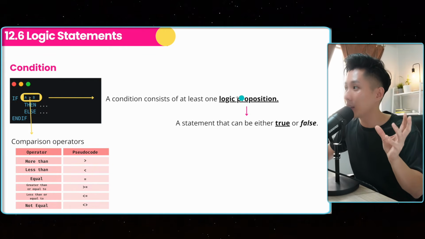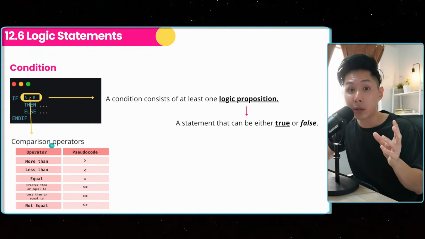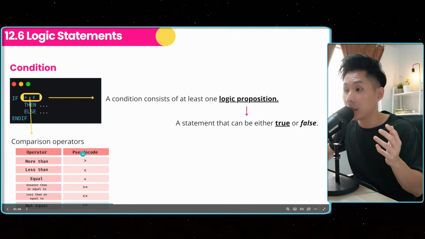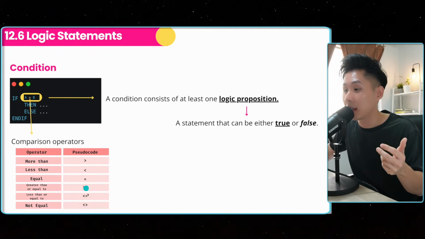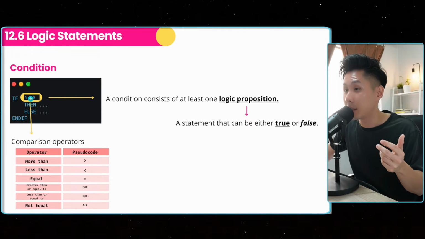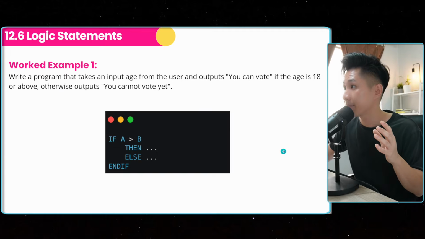And how we usually construct a logic proposition is we use comparison operators. And these are the operators that you need to know. We learn them in math, but in programming language, it's a little bit different. A greater than B. So this is one example of a comparison operator.